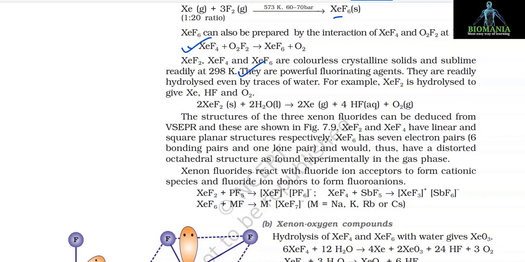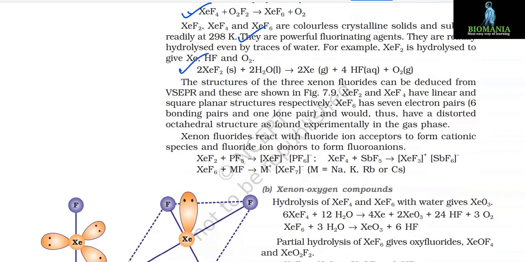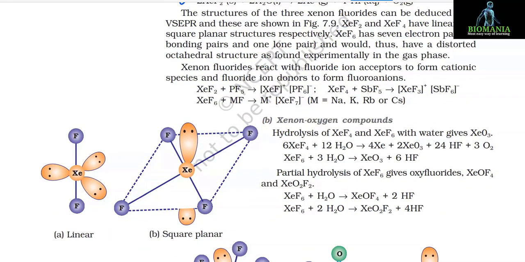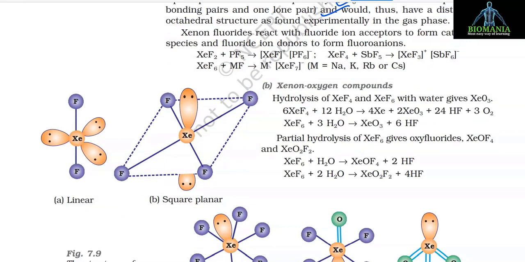For example, XeF2 is hydrolyzed to give Xe, HF and O2. 2XeF2 plus 2H2O gives out 2Xe plus 4HF plus O2. The structures of the 3 xenon fluorides can be deduced from VSEPR theory and these are shown in figure 7.9. XeF2 and XeF4 have linear and square planar structures respectively. XeF6 has 7 electron pairs, 6 bonding pairs and 1 lone pair, and would thus have a distorted octahedral structure as found experimentally in the gas phase.